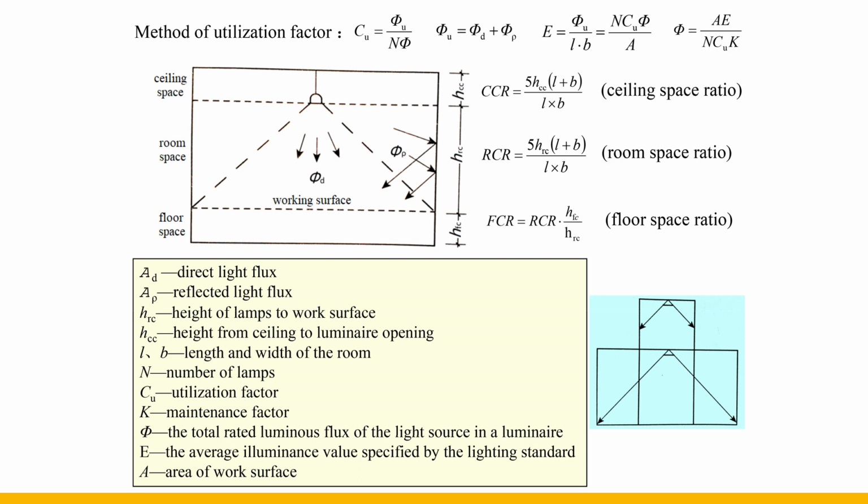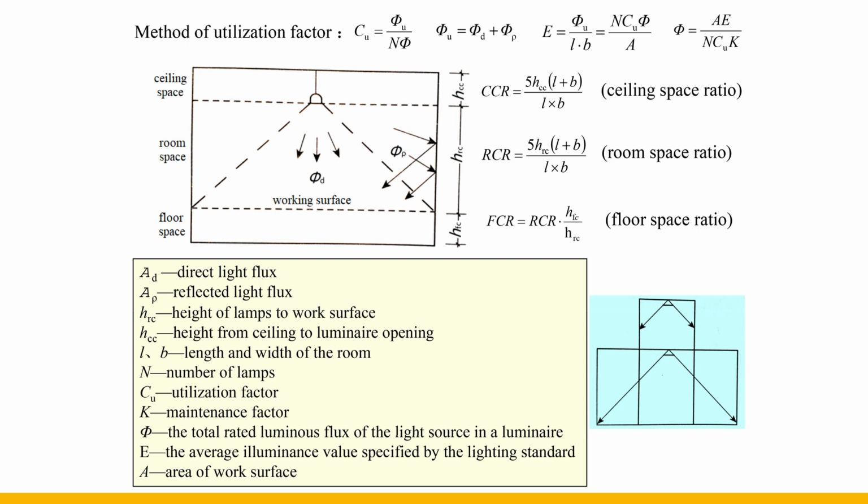Fourth, room size. As can be seen from the small figure below, the direct luminous flux of the same lamp in rooms of different scales is different, and the wide and short room is larger than the thin and high room. It can be seen that the larger the ratio of the working surface to other surfaces of the room, the more direct luminous flux is received, and the greater the utilization factor is.